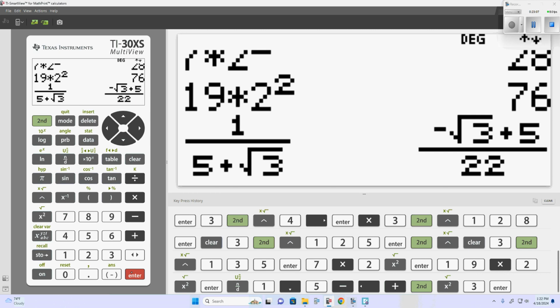Enter, and we get... Oh, we could just enter that in the calculator? Yep. But it has to be in the 30XS, the yellow calculator. The graphing calculator will give you a decimal every single time.